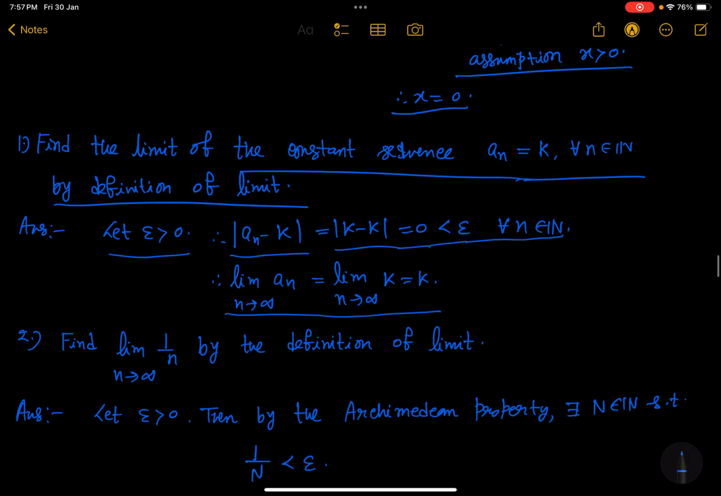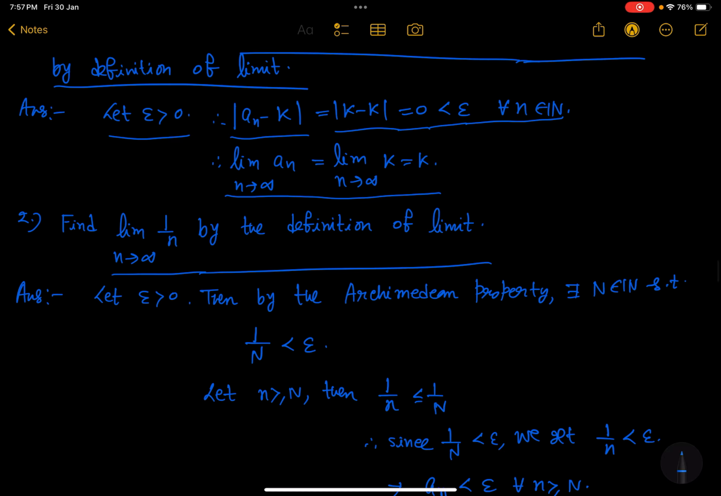Okay. Find this limit by the definition of limit. So again we choose some epsilon positive. Now we know the Archimedean property, which says that for every epsilon positive you can find some capital N such that 1 by N is less than epsilon, which I have written here.